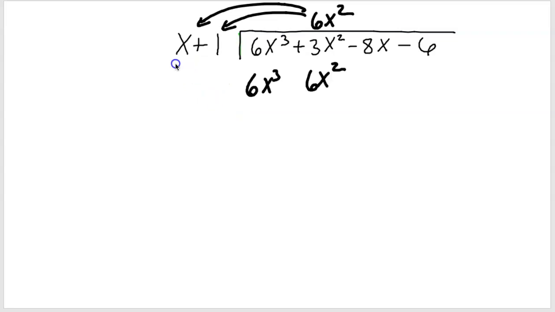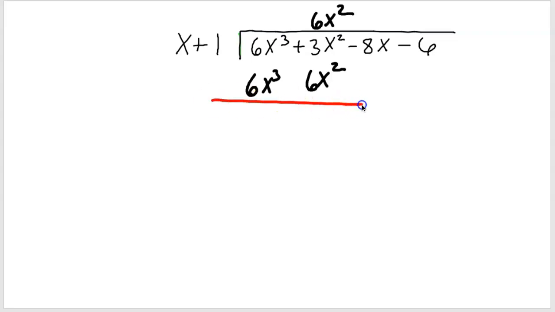So step one is I ask myself, what do I have to multiply x by in order to get 6x cubed? Or in other words, what's 6x cubed divided by x? And I got 6x squared. Then you multiply that by both numbers and put it underneath. And the next thing we're going to do is subtract these terms.